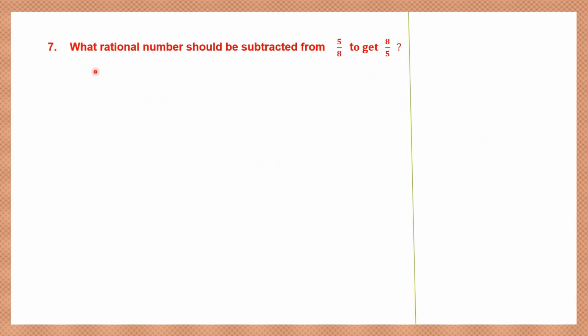Question 7. What rational number should be subtracted from this to get 8 by 5? Just like we did for the previous one, but we'll take another example this time. So what should I subtract from 9 to get 5? 9 minus what will give me 5? 9 minus 4, isn't it? 9 minus 4 will give me 5. How did I get this 4? Well, if I subtract 9 minus 5, so 9 must come first and then we have to get 5.